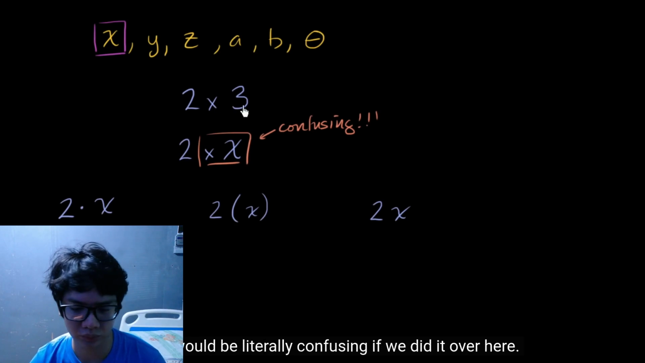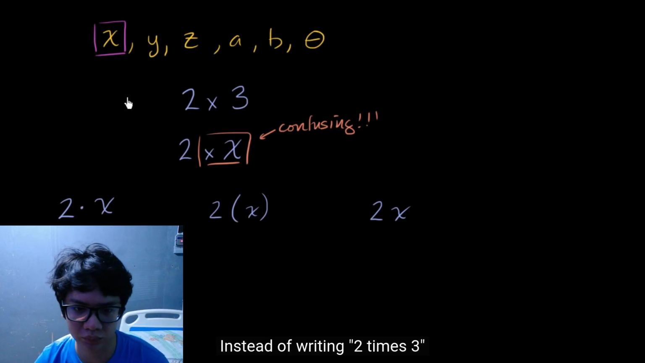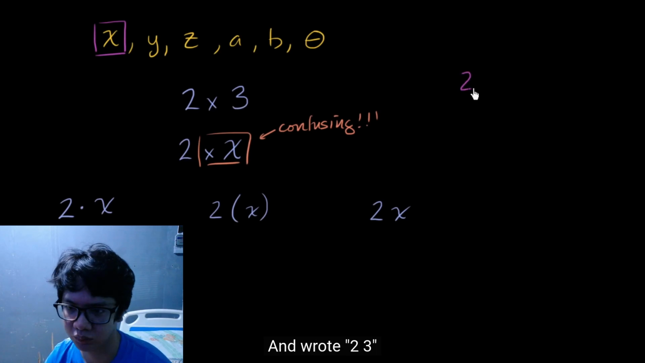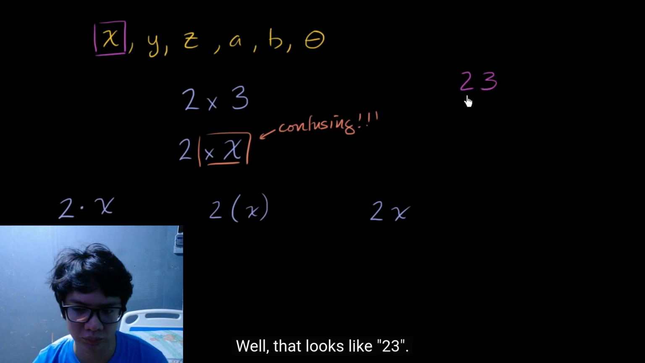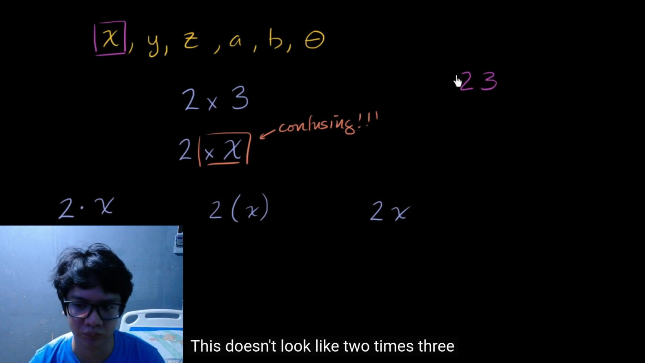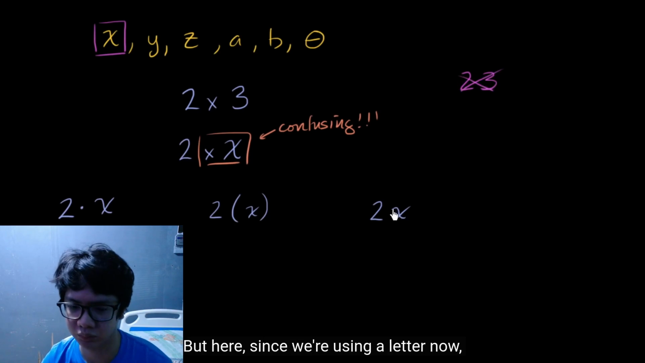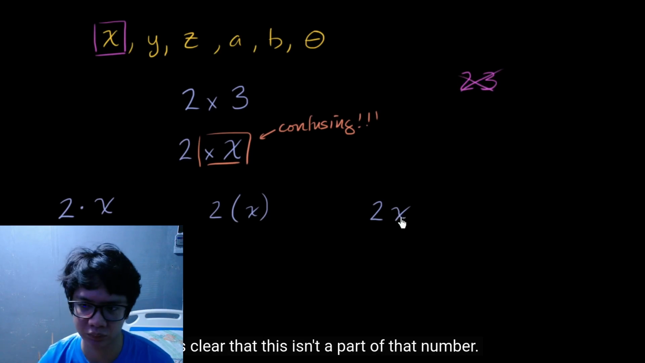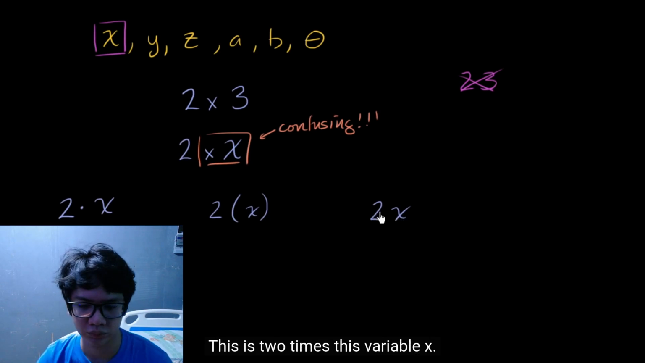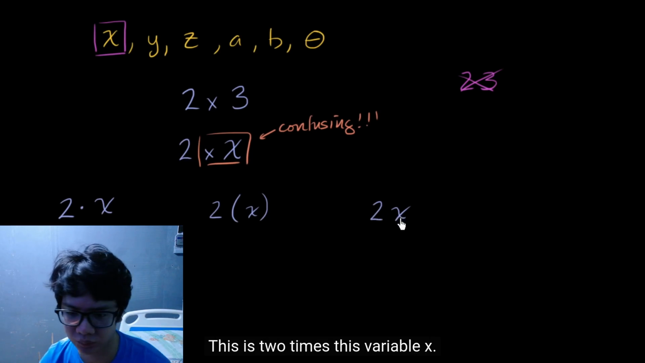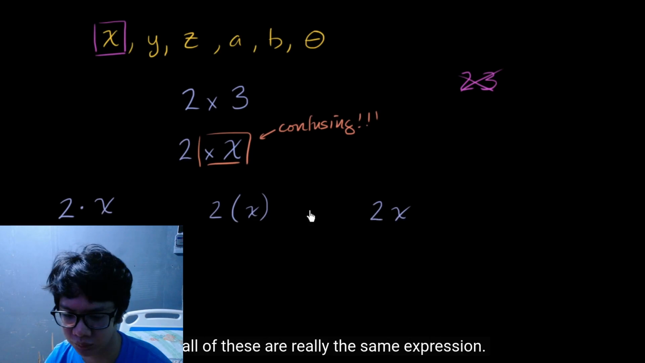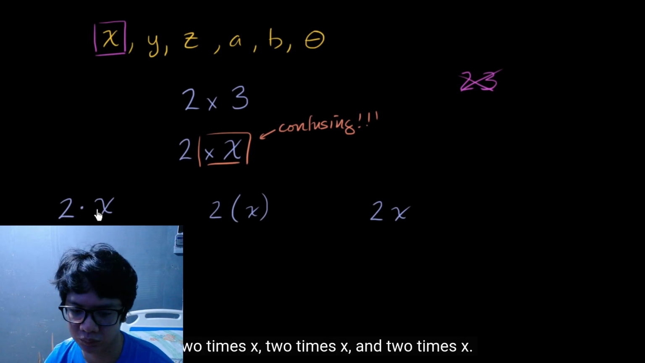Well, it would be literally confusing if we did it over here. If instead of writing 2 times 3, we just wrote 2, 3, well, that looks like 23. This doesn't look like 2 times 3, and that's why we never did it. But here, since we're using a letter now, it's clear that this isn't part of that number. This isn't 20-something. This is 2 times this variable x. So all of these are really the same expression: 2 times x, 2 times x, and 2 times x.